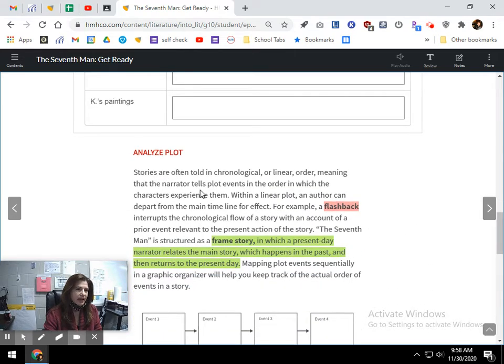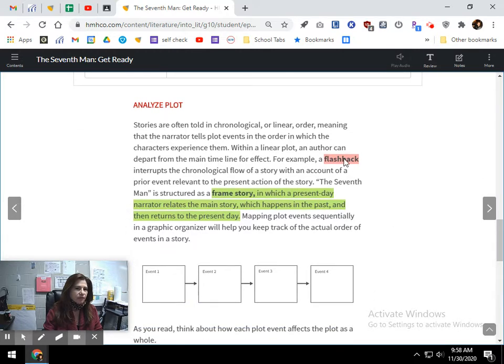So oftentimes stories are told in chronological order. They start at the beginning and they continue until it gets to the end of whatever the story is you're wanting to tell. But not all stories are linear, or sometimes within a linear plot, an author can use other effects like flashbacks, and you know what that is. It's kind of self-explanatory. It flashes back to another time.